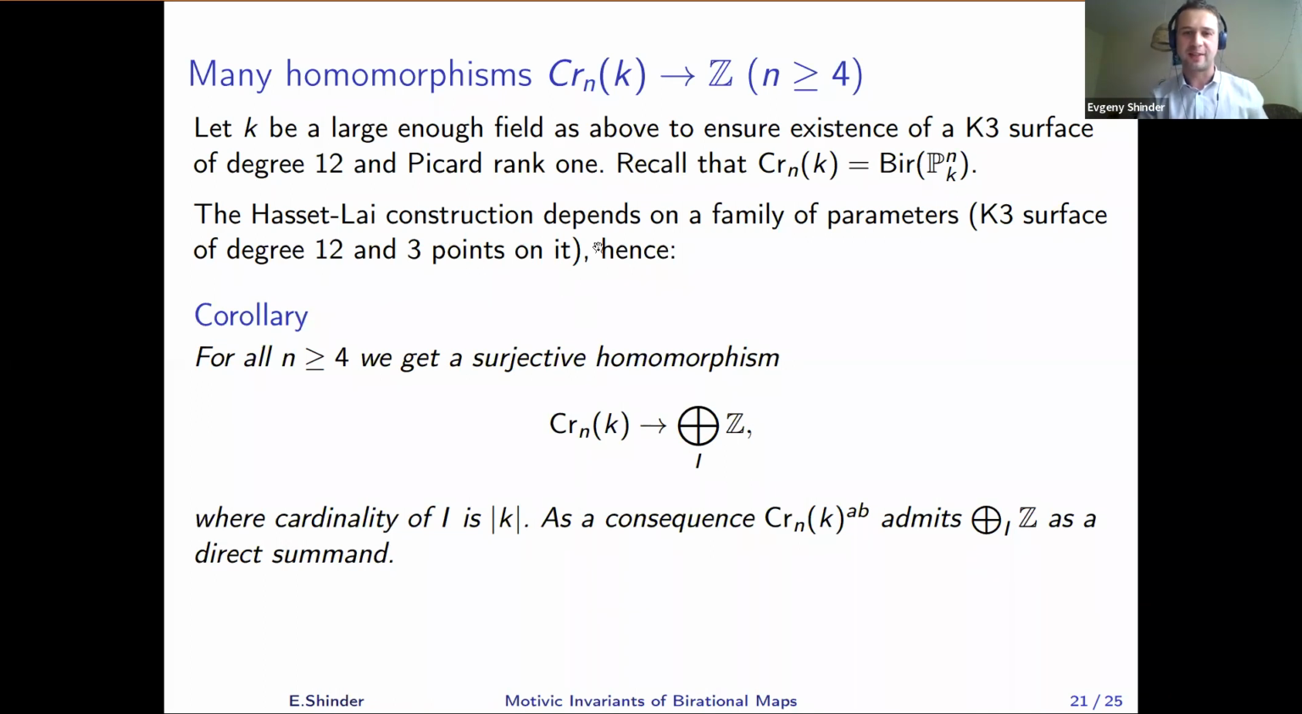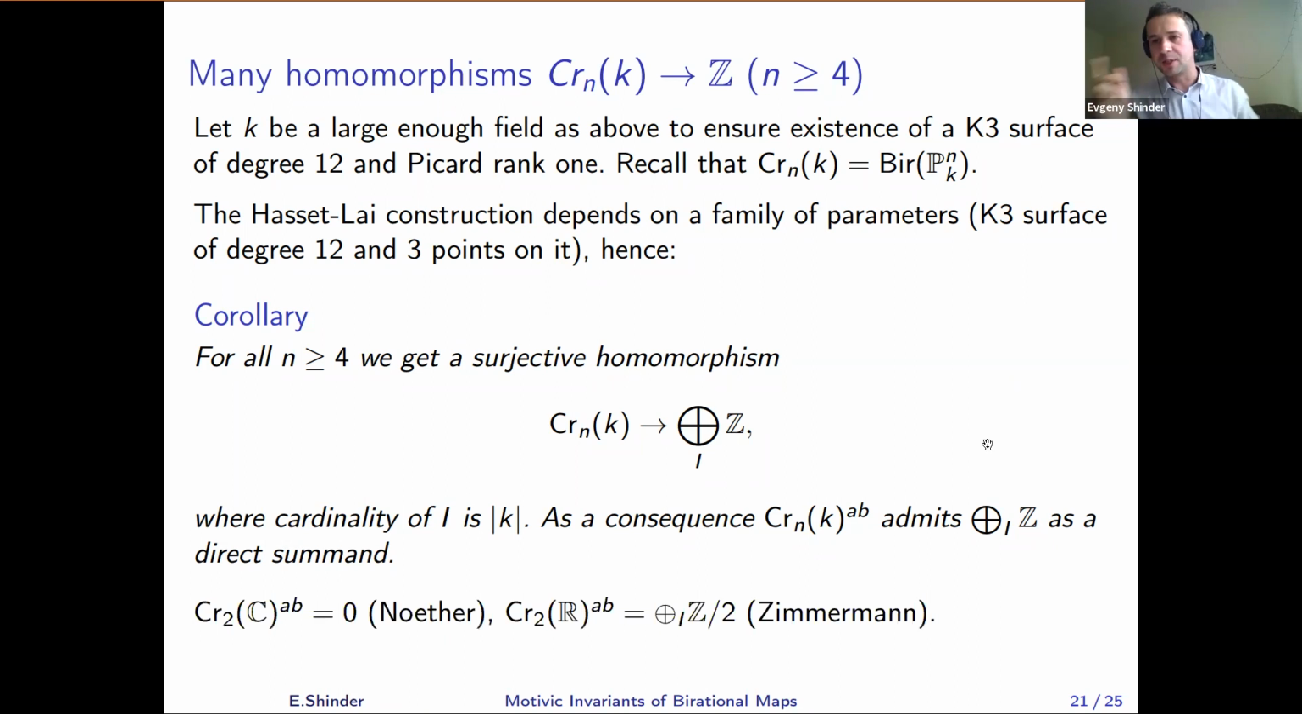And for that, I explained that we have a family of parameters for those K3 surfaces. So we can construct this, or formally by passing to abelianization, because the term on the right is a projective Z-module, we have a splitting after abelianization, and we get that Cremona in dimension starting from 4 over most fields has an infinite rank free abelian group as a direct summand.